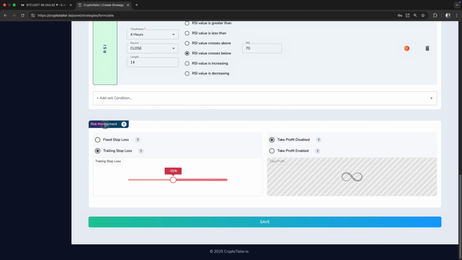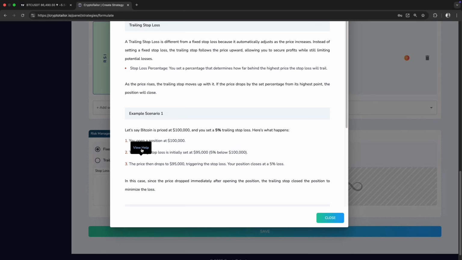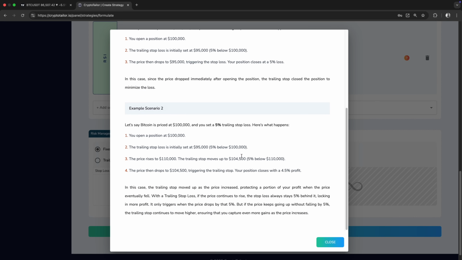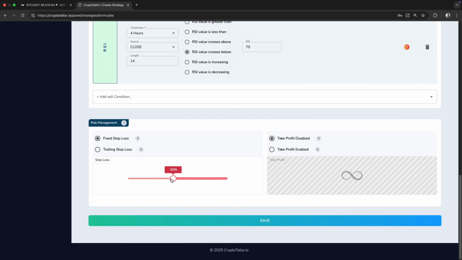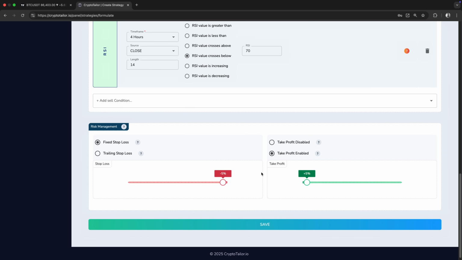Next, we move on to the risk management settings for the strategy. For the stop loss, we can choose between a fixed stop loss or a trailing stop loss. A fixed stop loss means we set a price where the trade will automatically close if the market moves against us. No matter what happens, the stop loss stays in the same place. A trailing stop loss moves with the price. If the price goes up, the stop loss follows, keeping some of the profit safe. But if the price starts dropping, the stop loss stays where it is and closes the trade when the price reaches it. For this example, I choose a fixed stop loss and take profit of 5%.